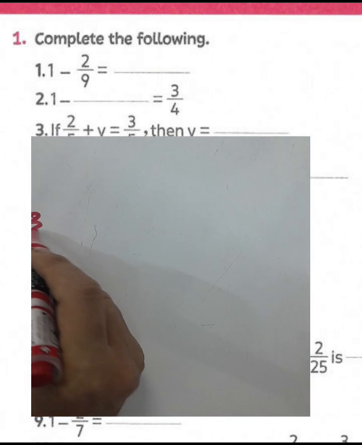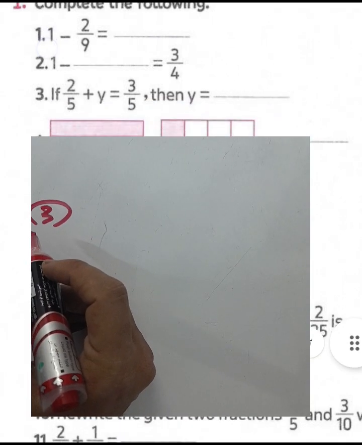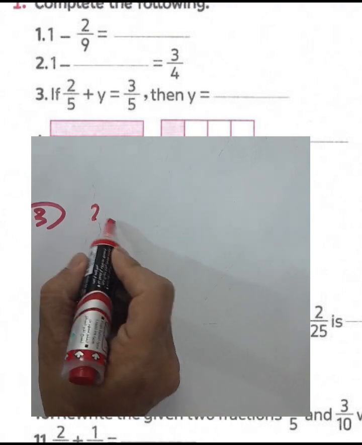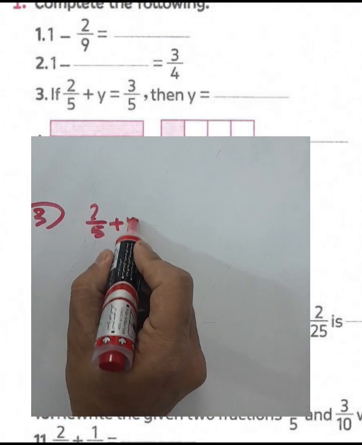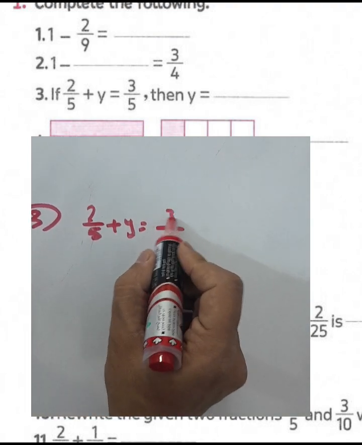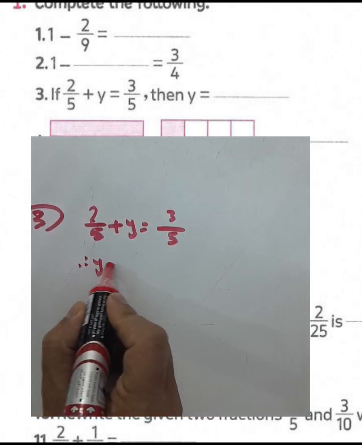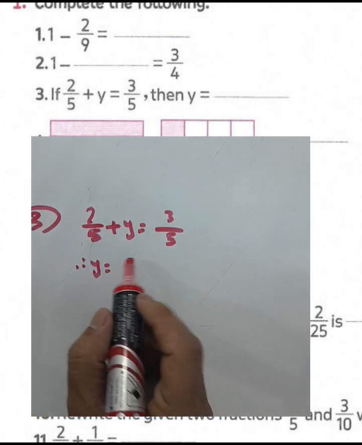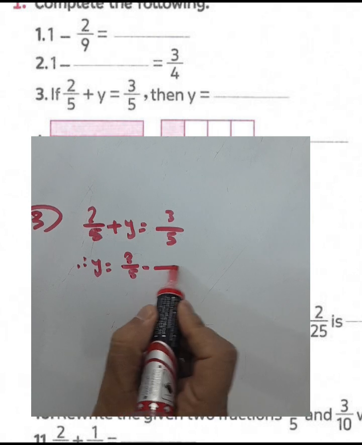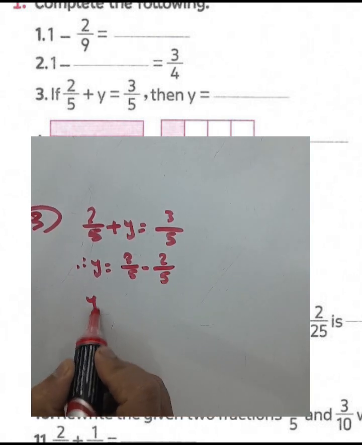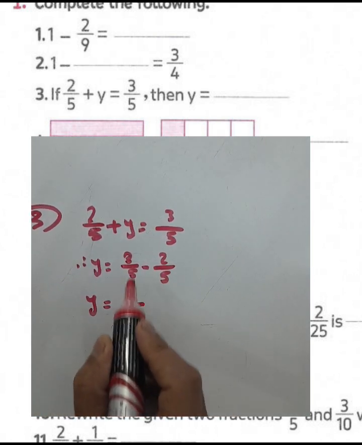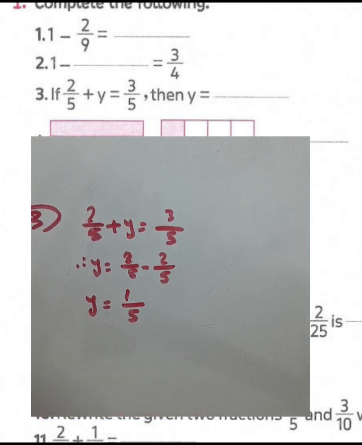Number 3. If 2 over 5 plus y equal 3 over 5, then y will be equal what? We can find the difference between two numbers, 3 over 5 subtract by 2 over 5. Then y will be equal 3 minus 2, 1, and write 5 in the denominator.